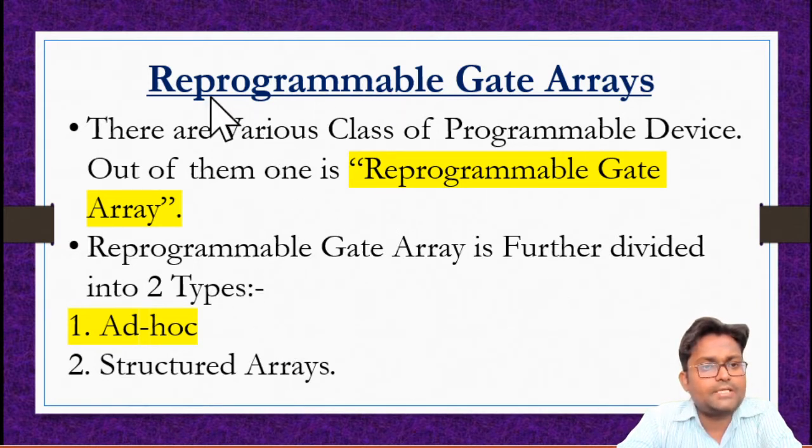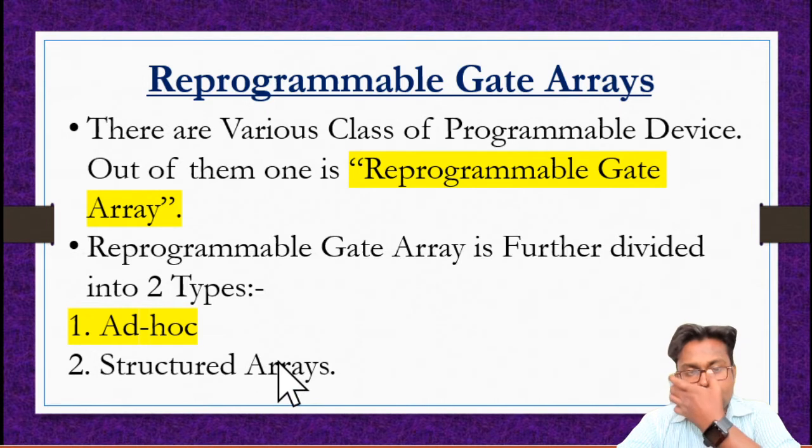There is another type of programmable device known as the reprogrammable gate array. Reprogrammable gate array is divided into two classes. One is ad hoc and the other is the structured array. These divisions are on the basis of their structure, along with the memory element that we use inside that structure.